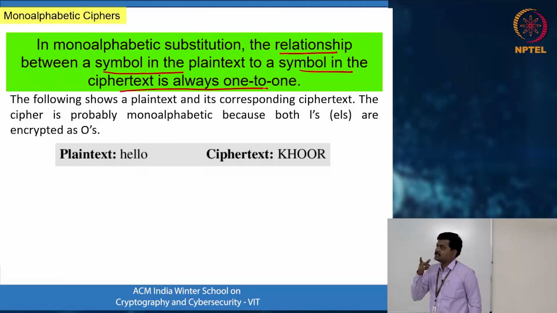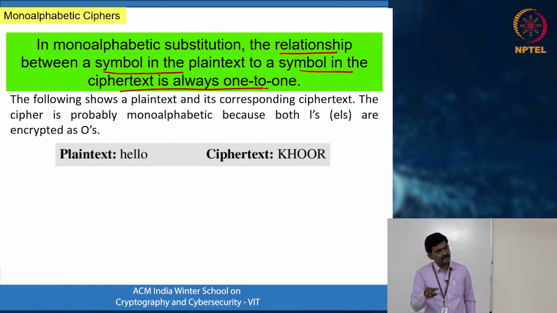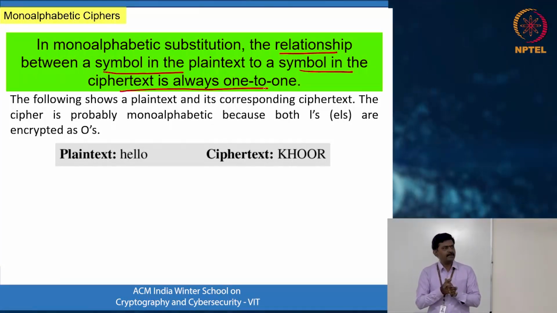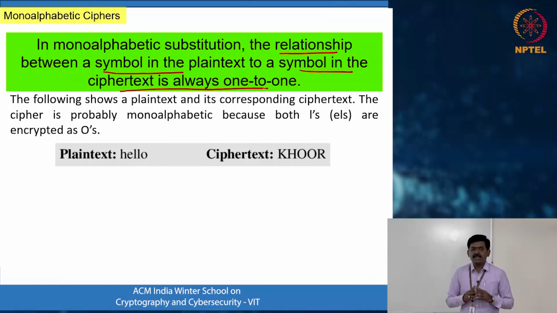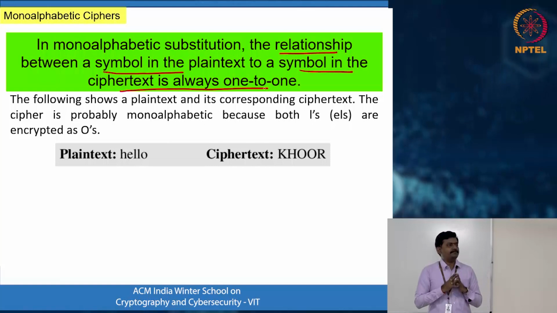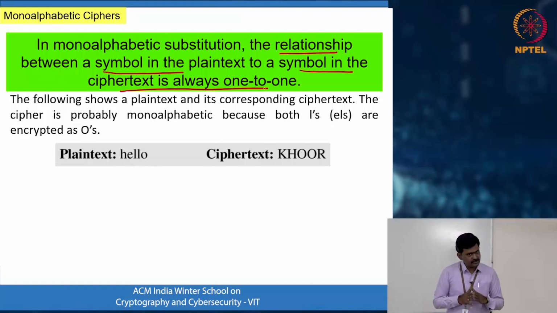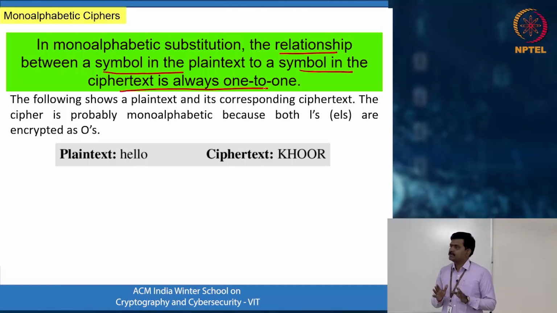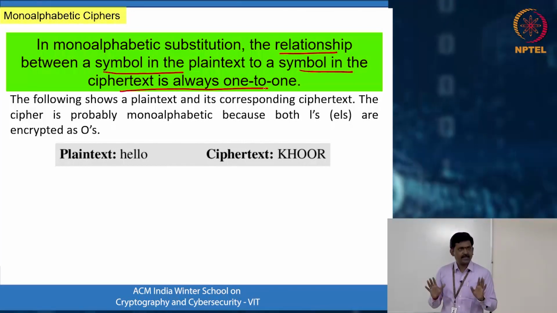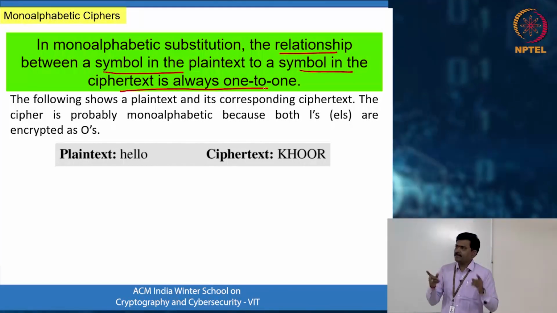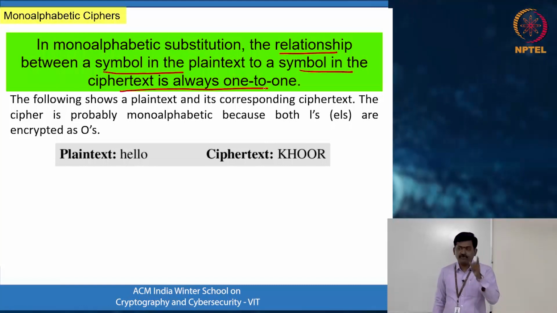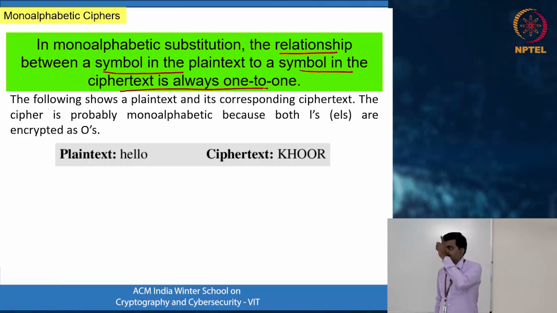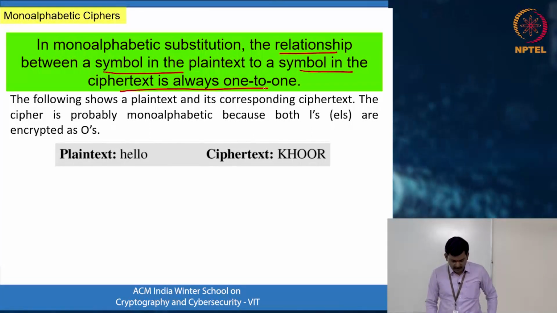My A is getting substituted with, say, P. A is mapped with P. B is substituted with, say, K. So always B is substituted with K. So B is mapped with K. Some mapping I have done, but it is a 1-to-1 mapping. When I say 1-to-1, wherever you find A, you get only that mapped alphabet. That's called 1-to-1.